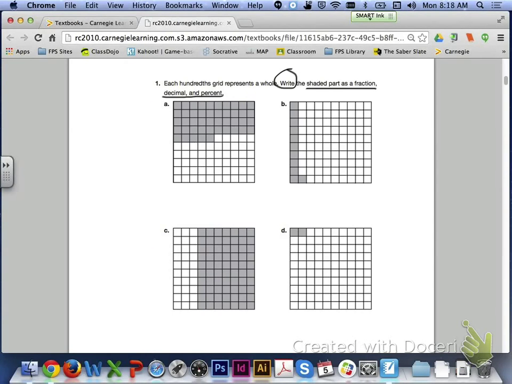Let's go ahead and turn to the top of page 391. It says that each hundredths grid represents a whole. Write the shaded part as a fraction, decimal, and percent. What I would like you to do is letters A, B, C, and D with your group members. I'll give you a couple minutes. Go ahead.